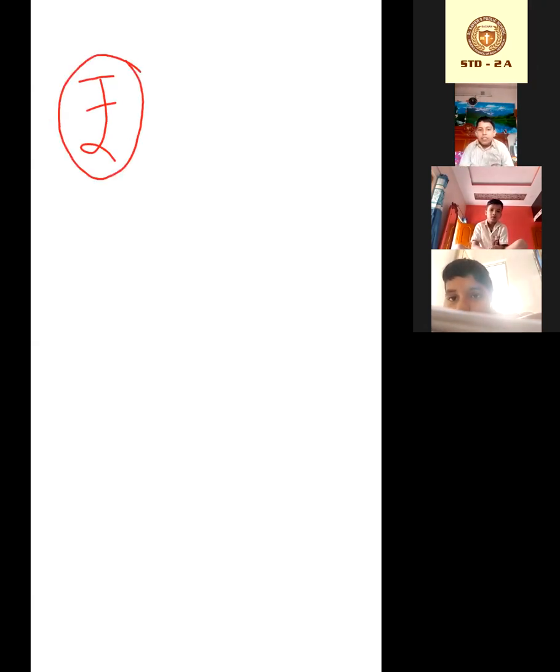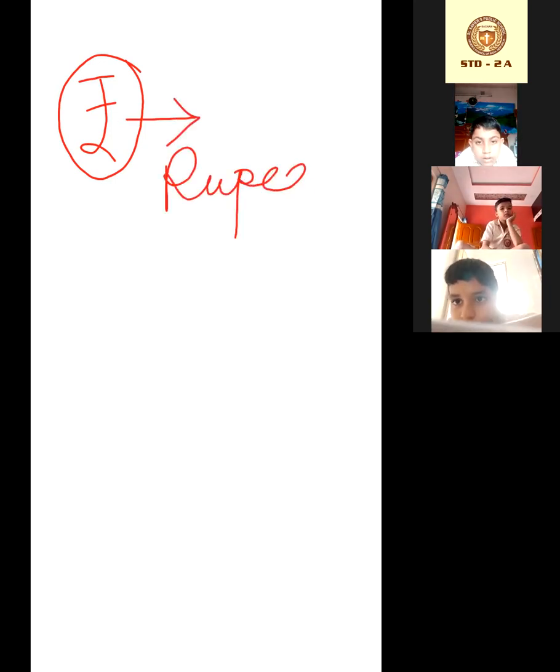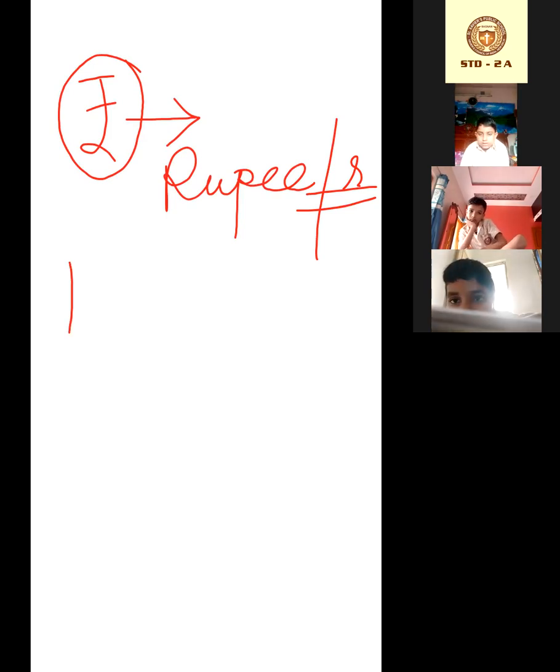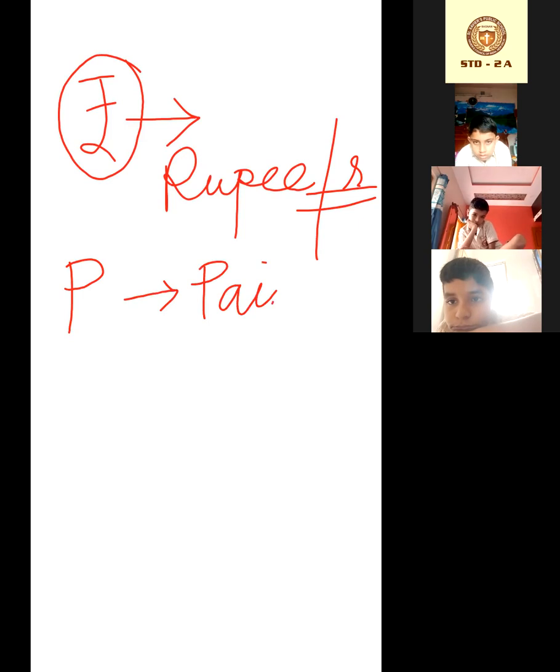Do you know what the Indian currency is? That is rupee. Indian currency is rupee. This one is the sign of rupee or rupees, both. And paise, if we put P, then this is the sign for paise, okay? Got it, everyone?